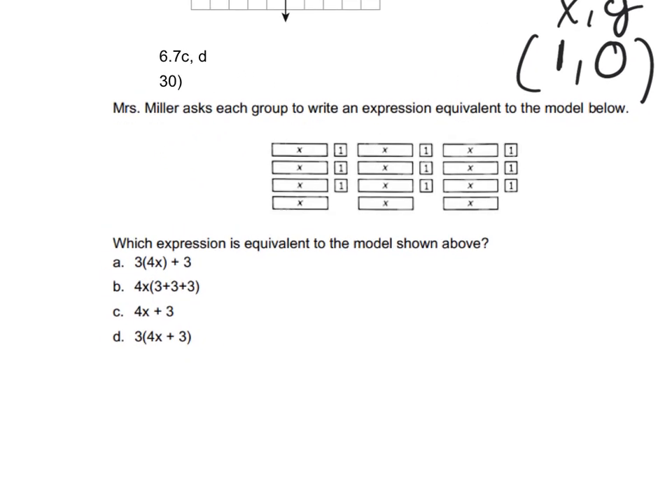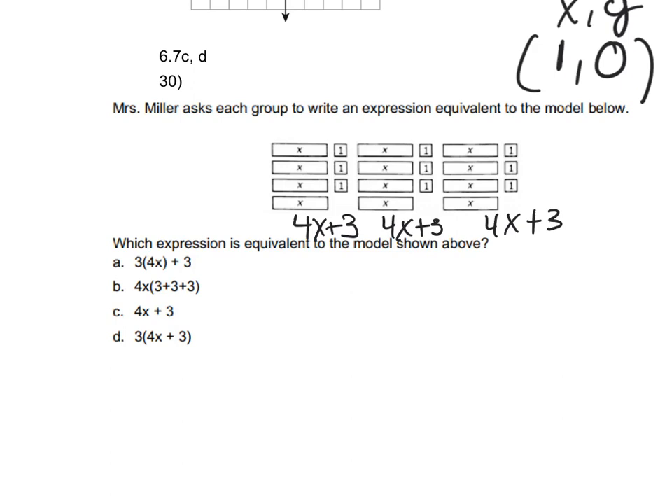So which expression is equivalent to the model? So like we talked about in class, let's think of these as individual pieces first. So here you have 4 things that are x's, plus 3 things that are positive, 4 things that are x's, plus 3 things that are positive, 4 things that are x's, and 3 things that are positive.